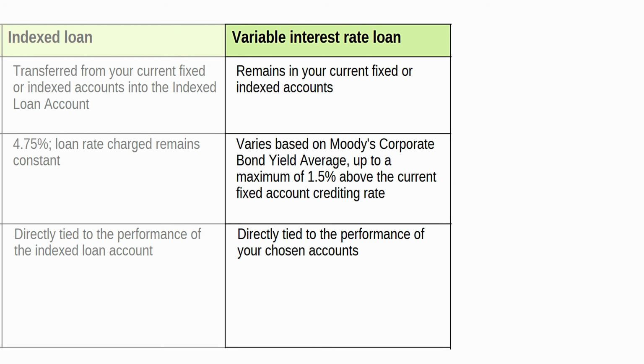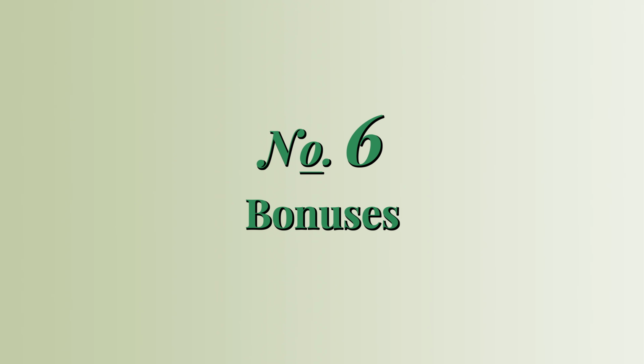The variable loan is also a participating loan where that loan amount never leaves your policy. It remains in your account earning interest in your chosen index or indexes as if you hadn't taken a loan at all. Number 6, bonuses.